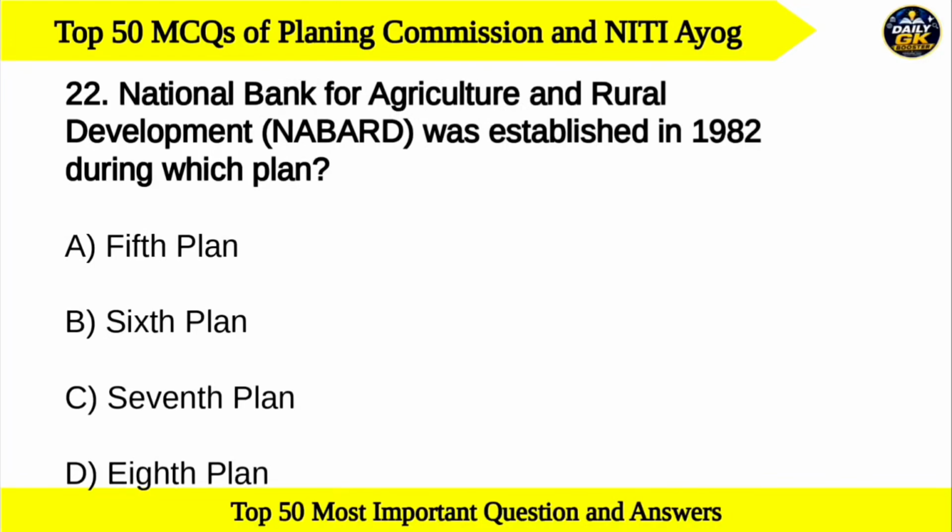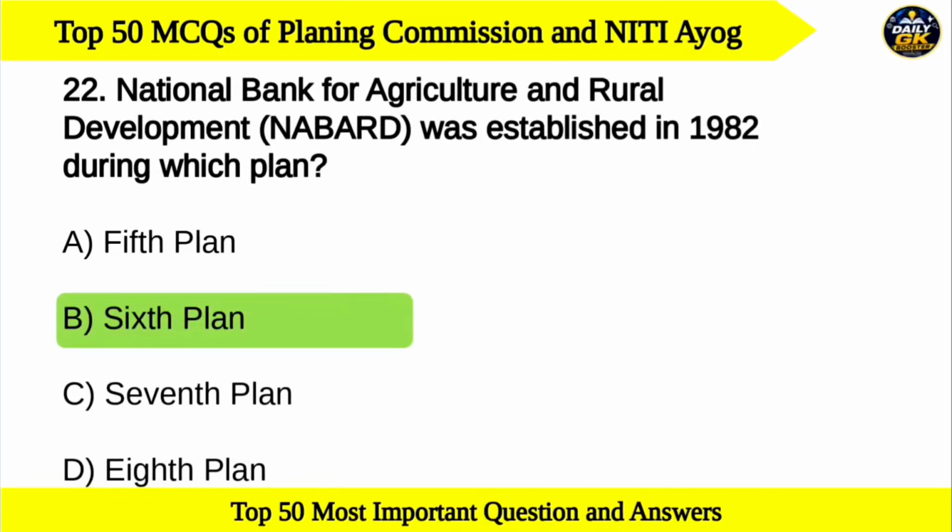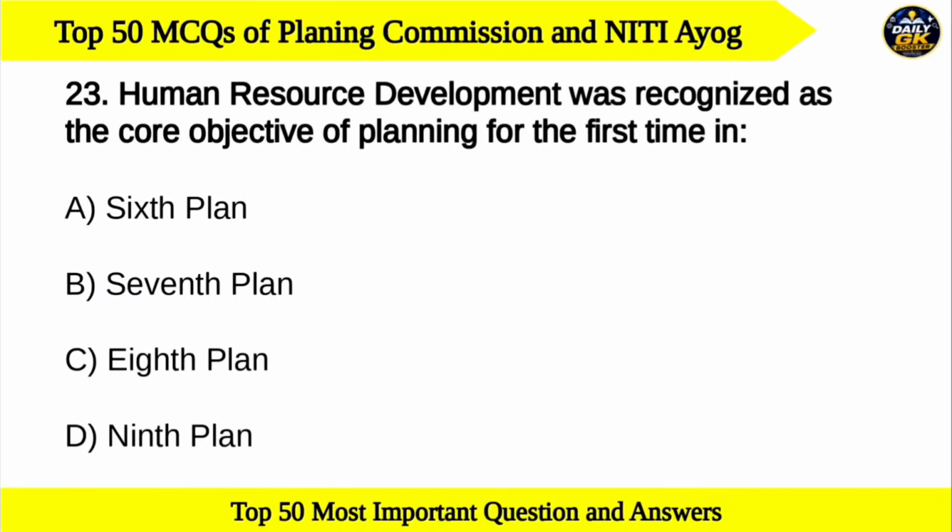National Bank for Agriculture and Rural Development, NABARD, was established in 1982 during which plan? Answer option B, sixth plan. Human resource development was recognized as the core objective of planning for the first time in? Answer option C, eighth plan.